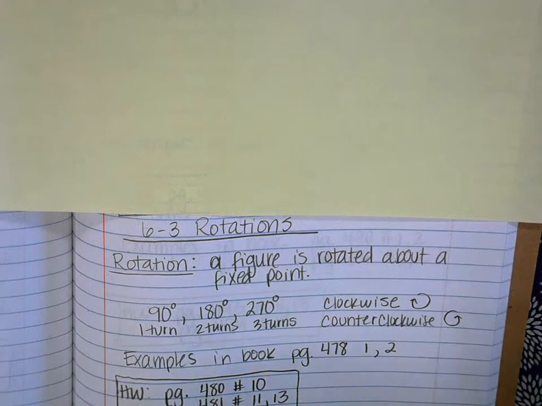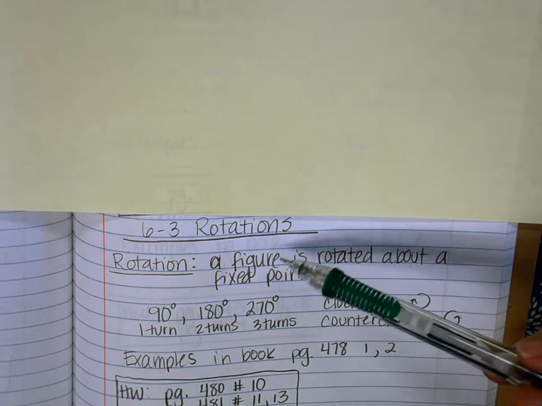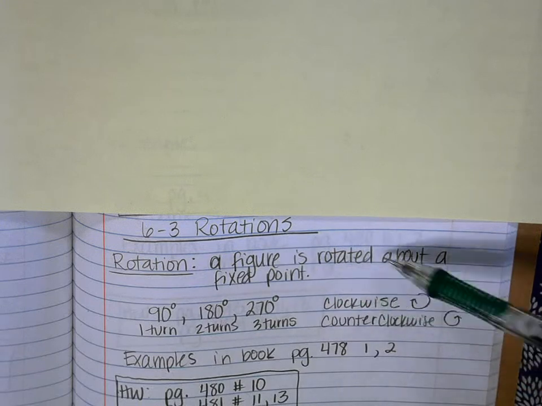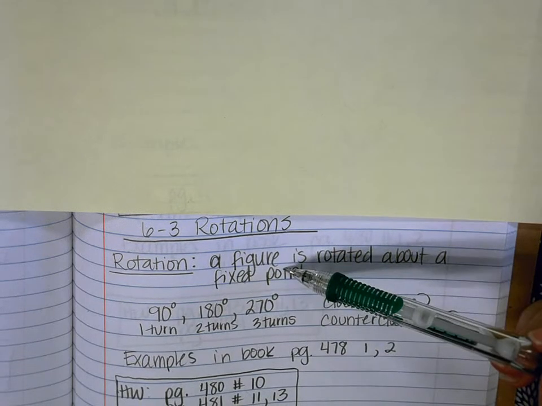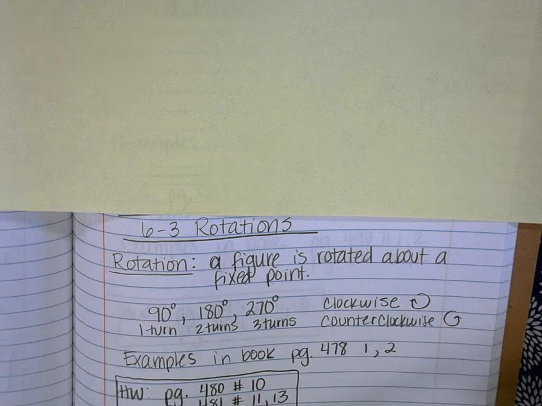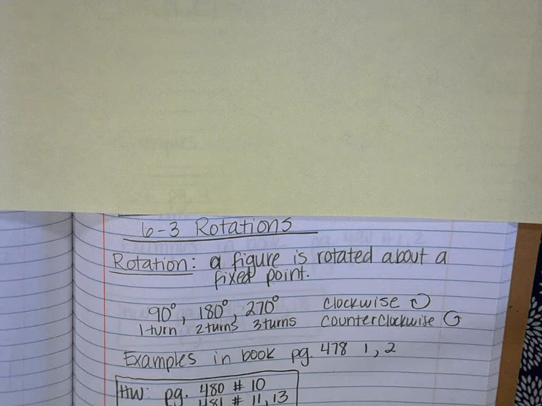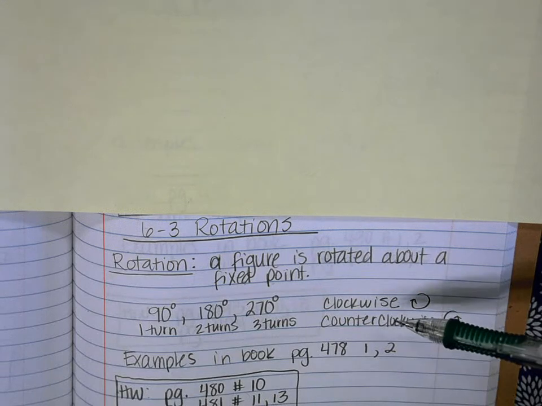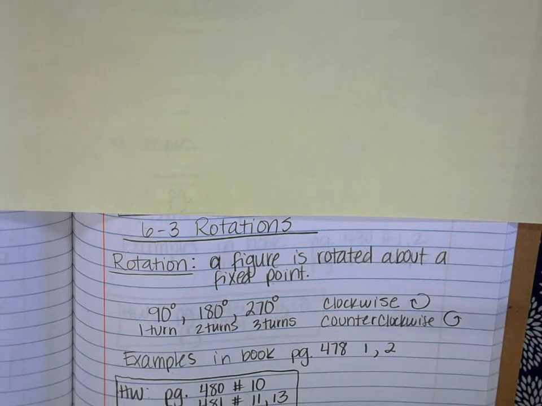Okay, so 6.3 is rotations. A rotation is a figure, or the definition is, a figure is rotated about a fixed point. A fixed point. And it will tell you either to turn it 90 degrees, 180 degrees, 270 degrees, and then it'll say clockwise or counterclockwise. Okay? So we're going to do examples in the book straight away on this one. Just 2 examples.